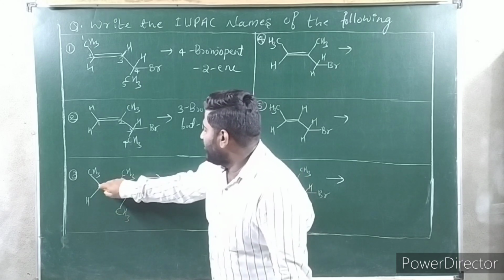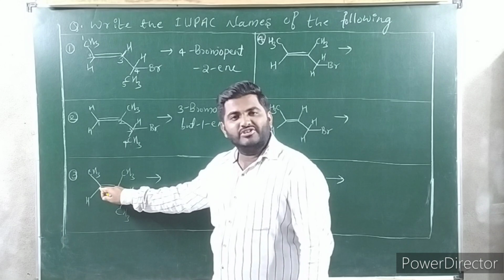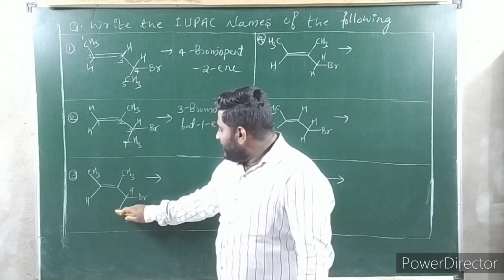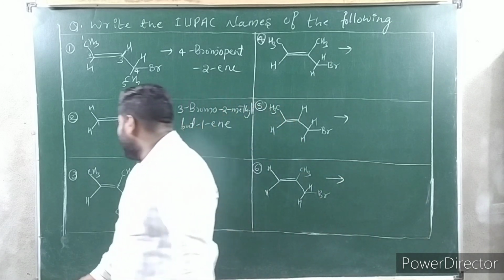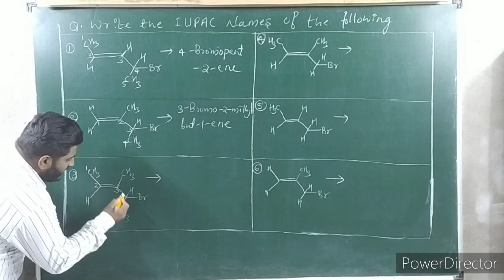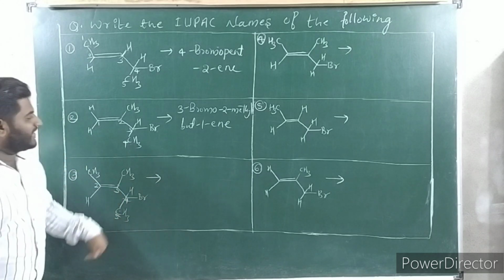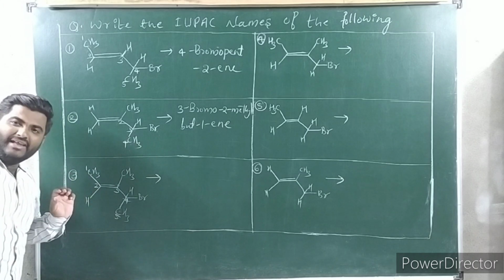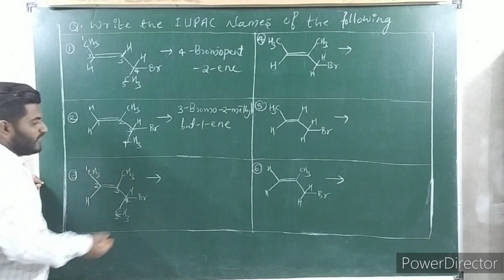1, 2, 3, 4, 5. If you take this way, 1, 2, second position alkene. If you take the other way, 1, 2, 3, third position alkene. Which is correct? Second position alkene. Yes, so we have to go for 1, 2, 3, 4, 5. So total carbon atoms are 5, so it is a pentene. Fourth position bromine, third position methyl. So what is the name?